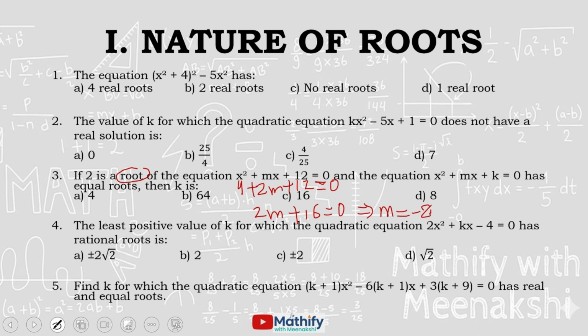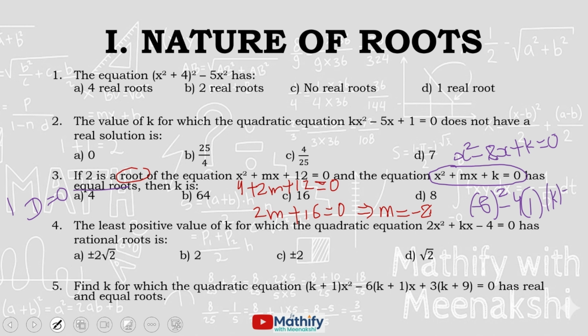M is minus 8. Now you have to put this value here because it is given that x square plus mx plus k equal to 0 has equal roots. Now what is the meaning of equal roots? That means your discriminant is 0. B square minus 4ac is 0. So first let's put the value of m here, that is x square minus 8x plus k is equal to 0. Now the discriminant is 0. That means b square, 8 square, minus 4ac, where a is 1 and c is k, is equal to 0. So you can say 64 minus 4k is equal to 0, or 4k is equal to 64. That means your k is 16.